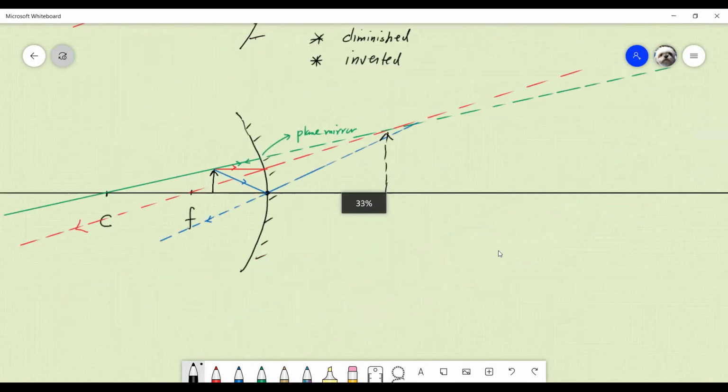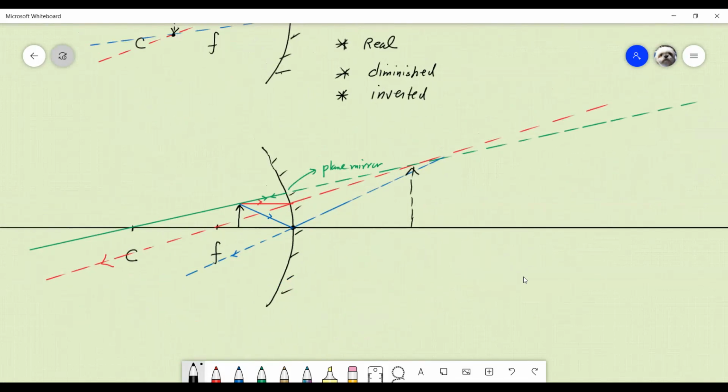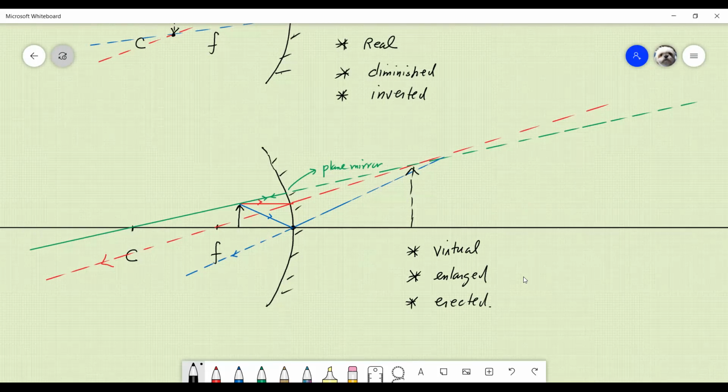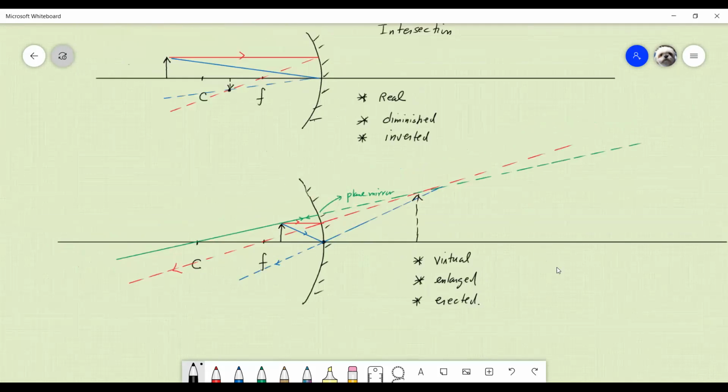Now I'm going to characterize that. So this image is virtual, right? Because they are on the opposite side of the object. And this image is enlarged or diminished? Enlarged. And this image is erect or inverted? Erect, right? So now you know what I'm saying, right? So you can draw all of this, right?